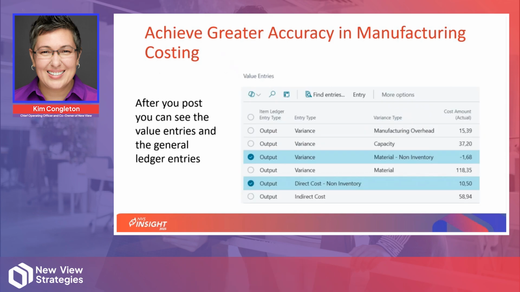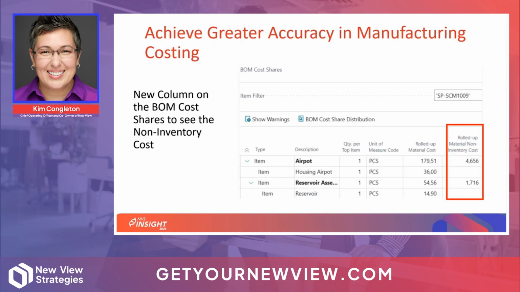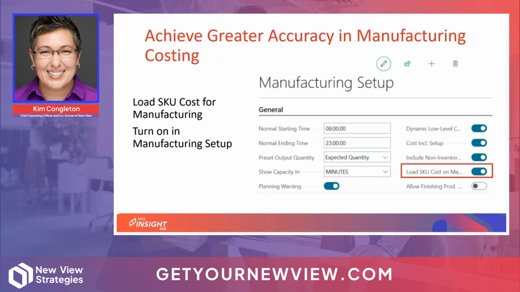The other part is you can also see after you post it, you can see the value entries, and then you can drill through to the general ledger entries as well. So you can see there it's tagged with the non-inventory. The other part of this is it will add a new column on the bottom, cost shares, so you can see it. So here you can see over to the right, it's added the rolled up material non-inventory cost. So I can see that there as part of the cost share. I mean, I don't know, this is kind of exciting, and it's really a nice function to add.